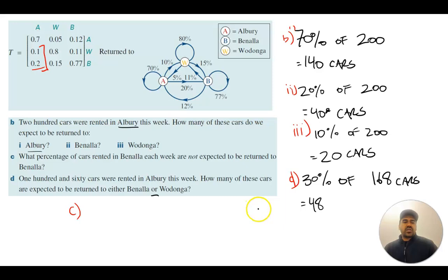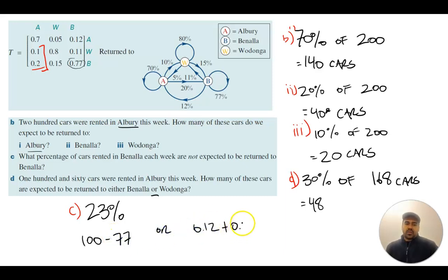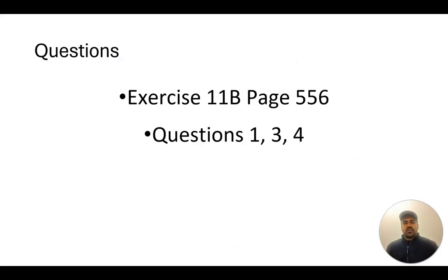What percentage of cars rented in Benalla each week are not expected to be returned to Benalla? So if we are renting in Benalla and we return this to Benalla, the extra 2, which is 23%, won't be returned. So in this case, this is 23%. So this is either 100 take away 77 or 0.12 plus 0.11, which gives you 23. Either one will work. Cool. There you go. Questions 1, 3, 4 for exercise 11B, page 556. See you in the next video for 11C.